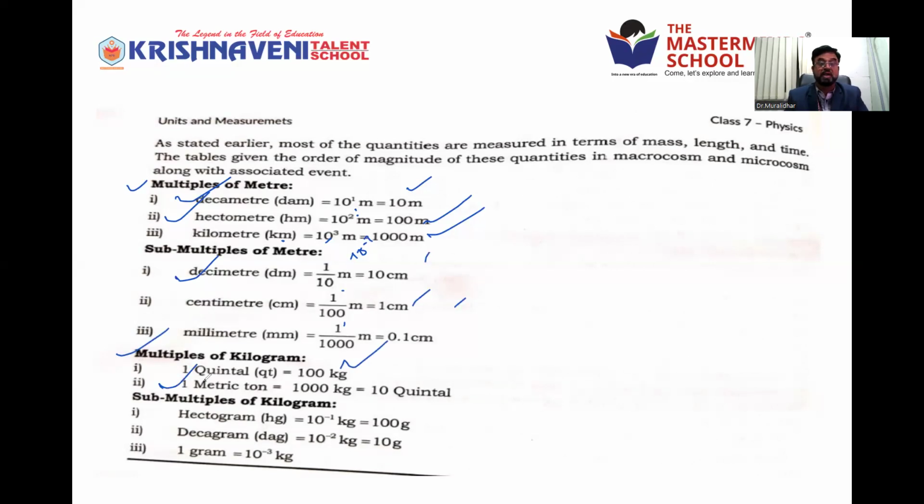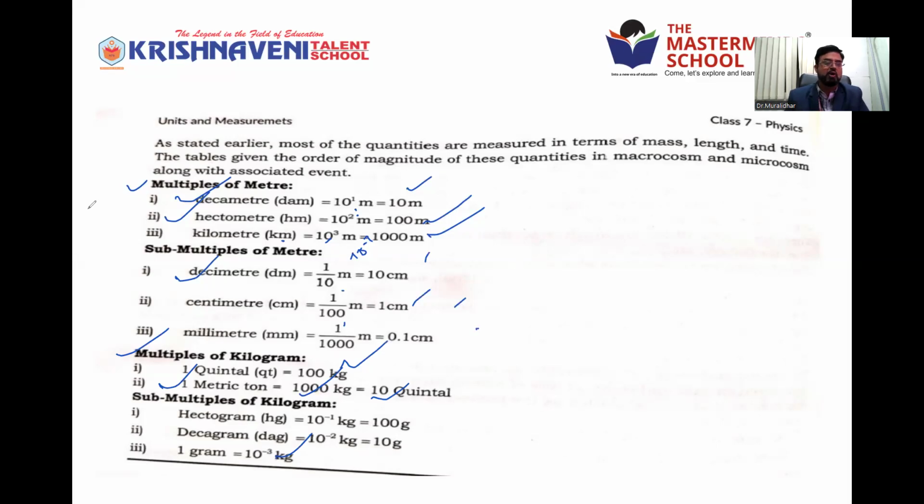Quintal. Metric ton. Ton is nothing but 1000 kg. 1000 kg is nothing but 10 quintals. Like that you can use. Even for kilo, negative or submultiples also you can write. Hectogram. Hecto means 10 power minus 1. Right? So decagram, 1 gram.